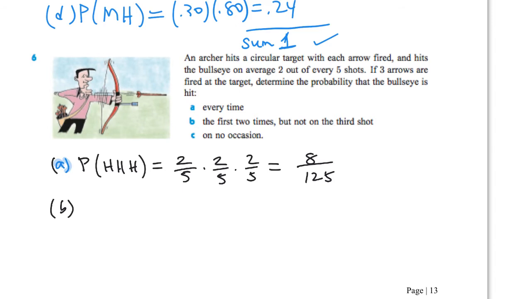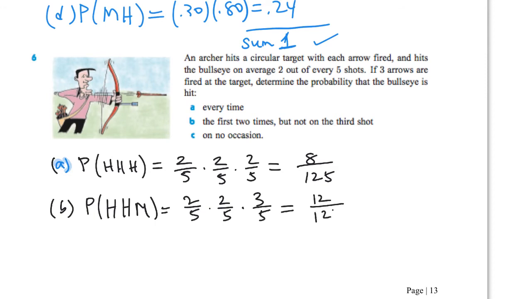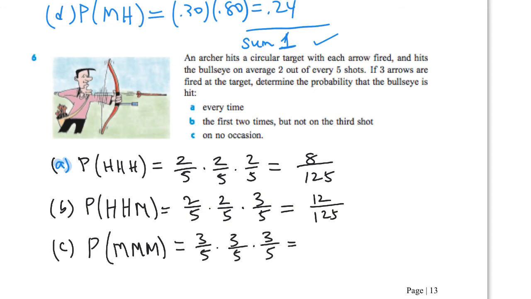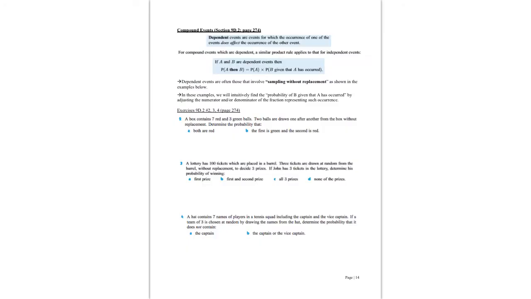Part B. We hit the first 2 times, but not the third. So that would be the sequence hit, hit, miss. So 2/5 times 2/5 times 3/5 would be 12 over 125. And we hit on no occasion. That's the event miss, miss, miss. So 3/5 times 3/5 times 3/5. That's 27 out of 125. All right, next page.